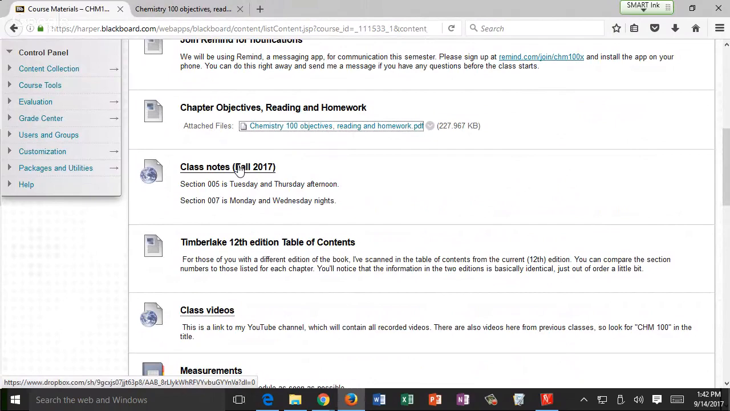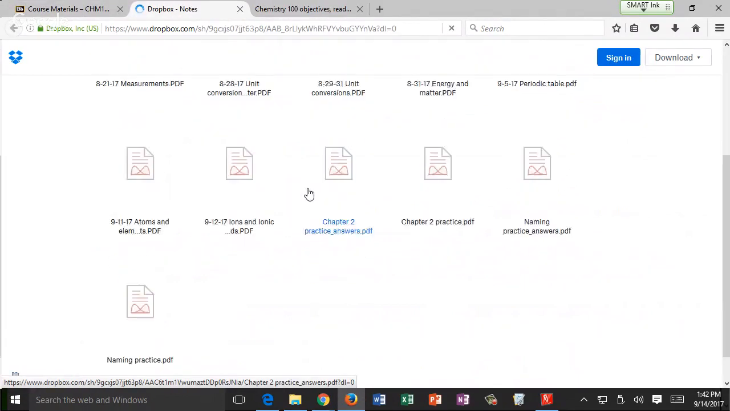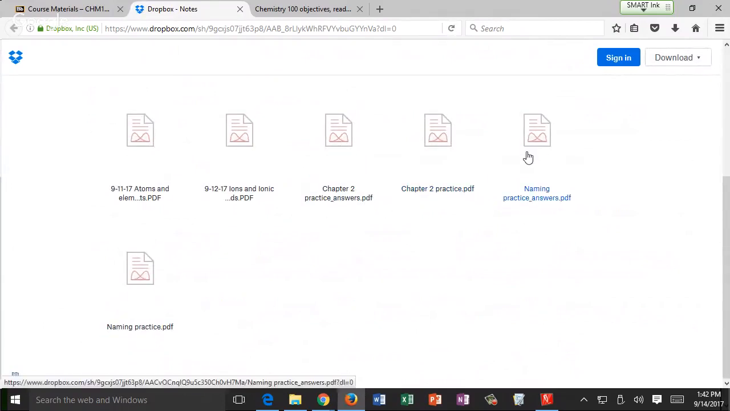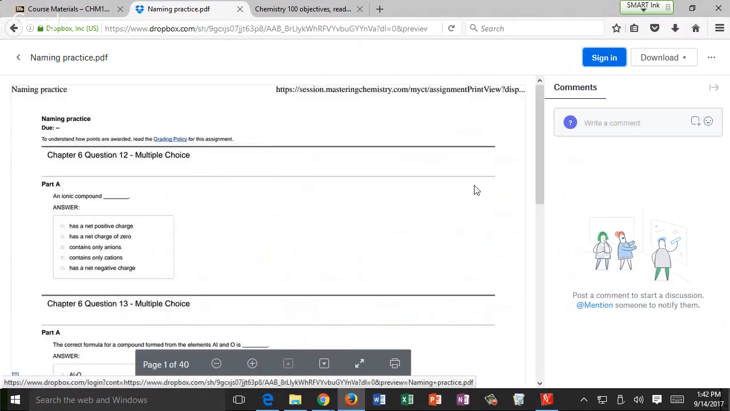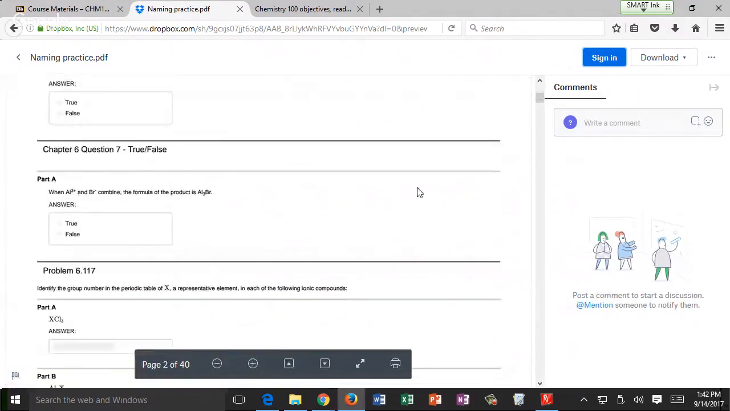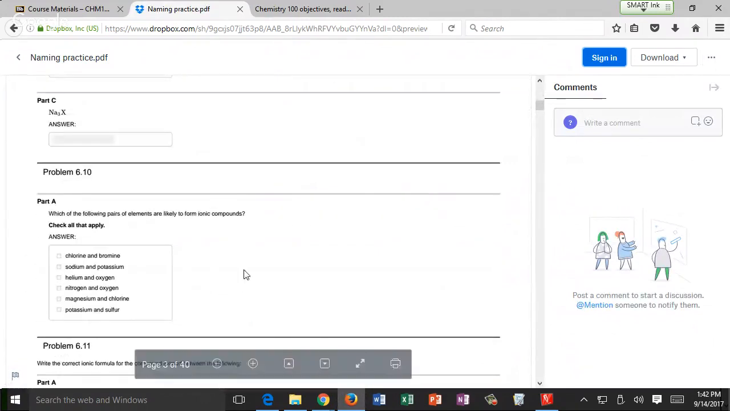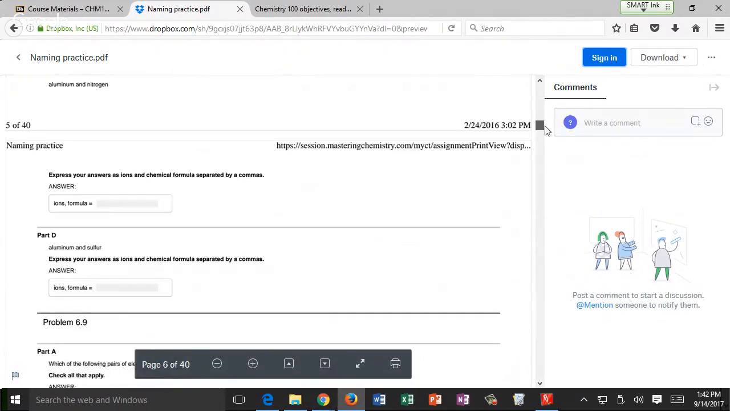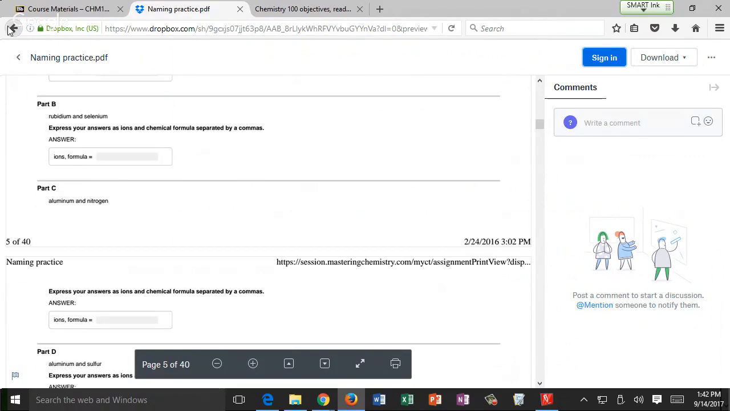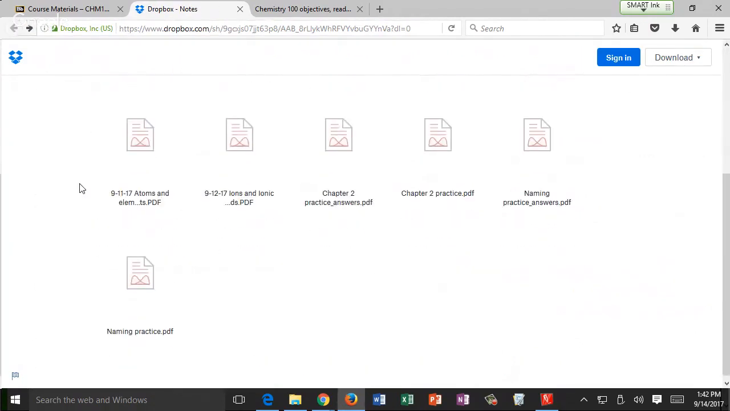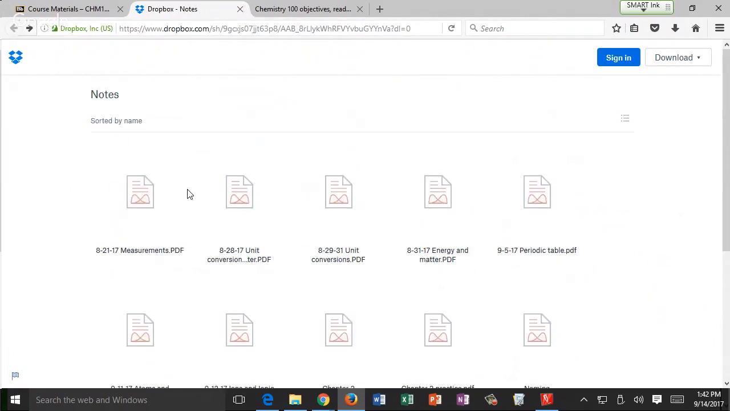Where did you post it? It's in class notes? They're all in the notes. Yep, they're in the notes folder. All right, so here's the naming one here. So that'll be some good practice as well. This one doesn't have quite as much, only 40 pages. So maybe don't print them out, but you can look at the question and then try to answer them if you want to save some paper.